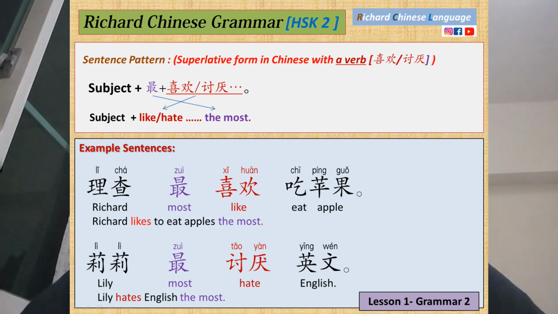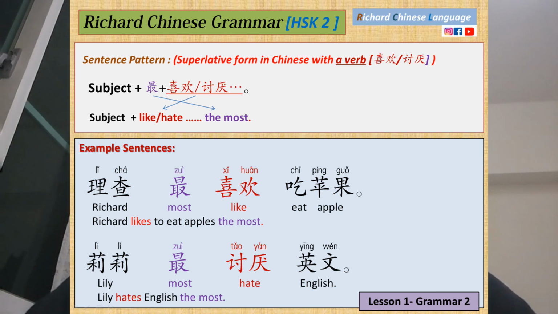理查最喜欢吃苹果。理查 is the subject, right? And then we use 最. And then we use a verb. And here, the verb is 喜欢, to like. And then we say 吃苹果, which means eat apples. Richard likes to eat apples the most.